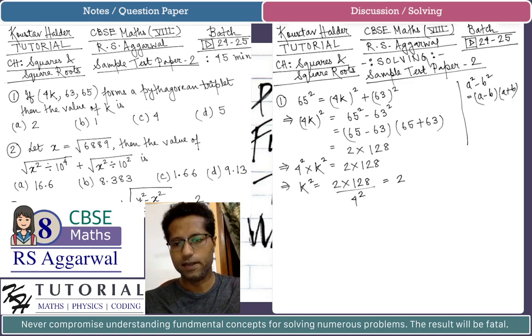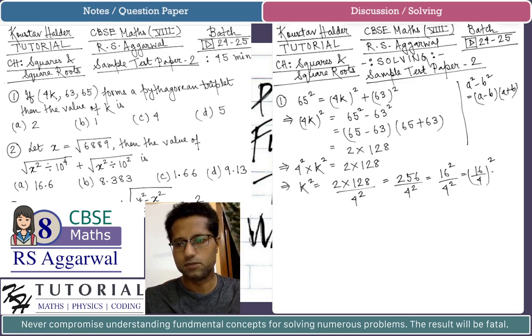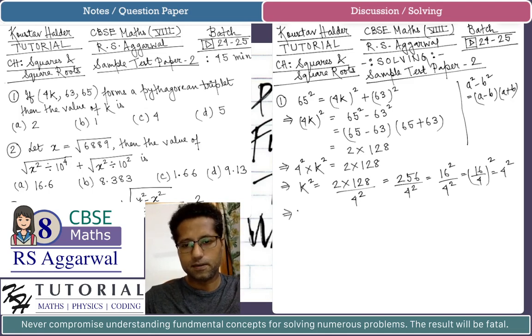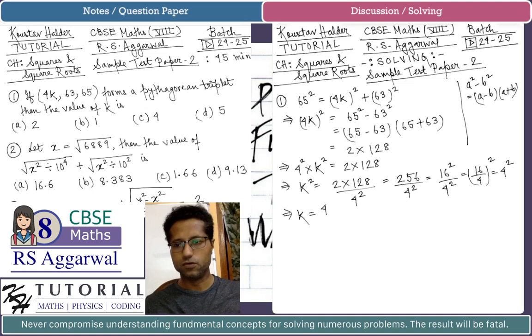Now 2 into 128 is 256, divided by 4 square. Now 256, I know it is a perfect square, that is 16 square. 16 square is 256. So we have 16 square by 4 square. This will be (16 by 4) whole square. This will be 4 square. This implies that k square is equal to 4 square. This means that k has to be 4.